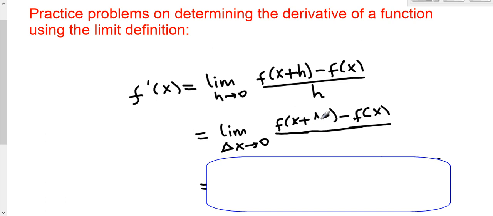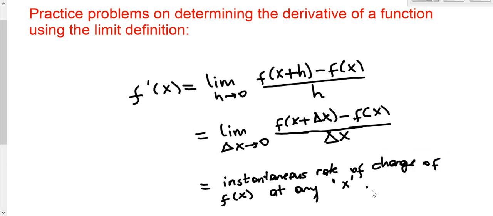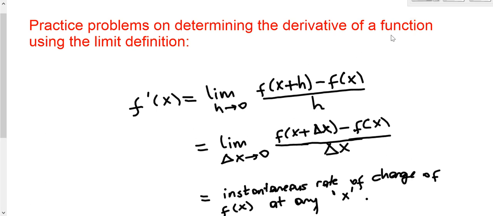If your variable is x, that's really going to be an x increment. We can represent it by delta x, or we can represent it by h. And what is the meaning of both of these equations? Basically, they're giving us the instantaneous rate of change of the function f at any given x. To see where this formula came from, and to understand and appreciate it, please see part 1 of this lesson. So now we're going to continue on with our practice problems on finding derivatives.